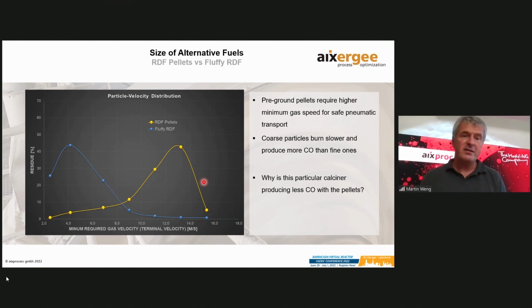Particles are reacting, and so we have dense reacting particle flow, where Barracuda VR is still the best choice to use in the simulator. So going to this velocity distribution. So it's not a size distribution, it's a particle velocity distribution. You see that we have the RDF pellets in yellow and the fluffy RDF in blue.